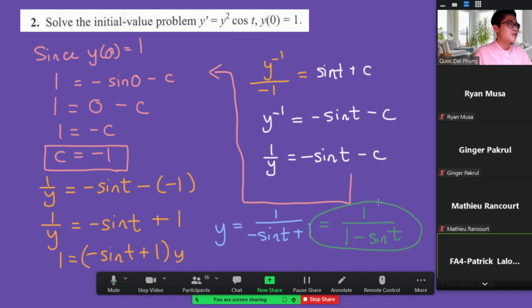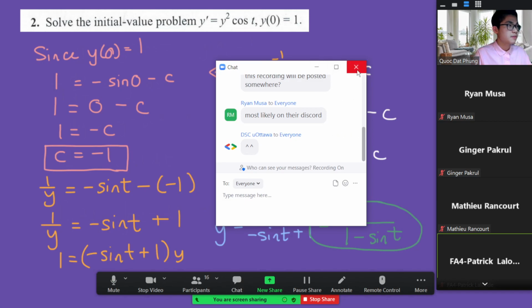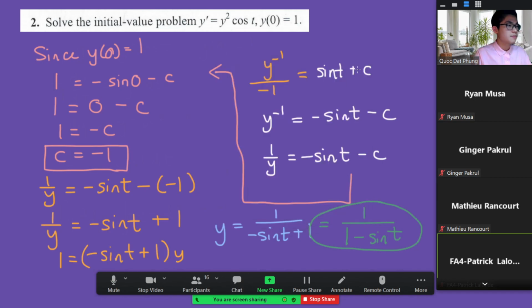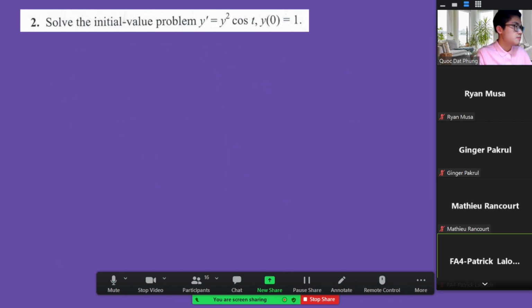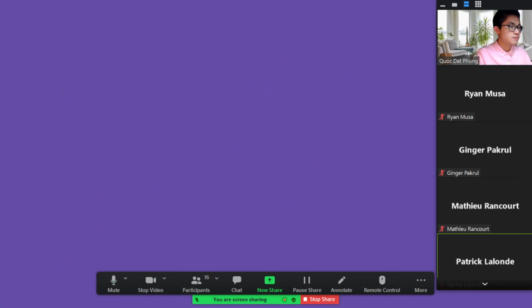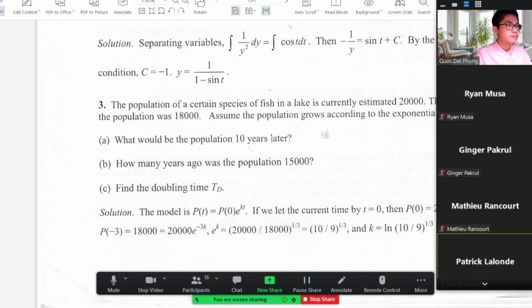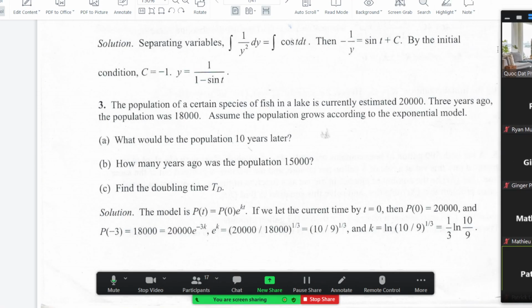Are we good? Can we move on to the next problem? Okay, let's move on to the next problem. The next one is about population.